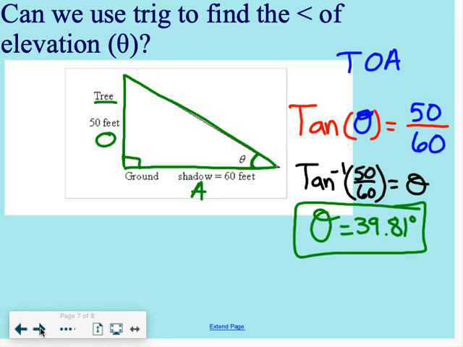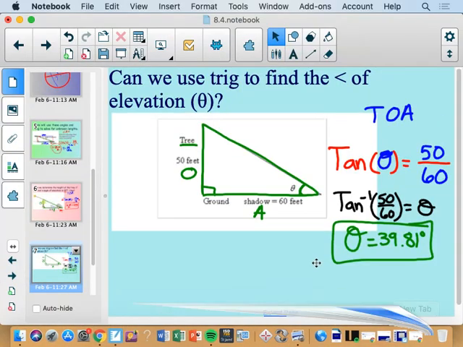So that is it for today's lesson on angles of elevation and angles of depression.